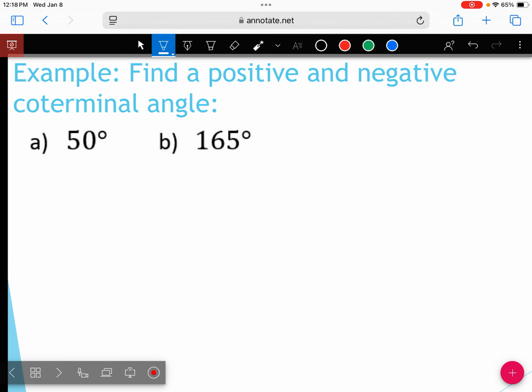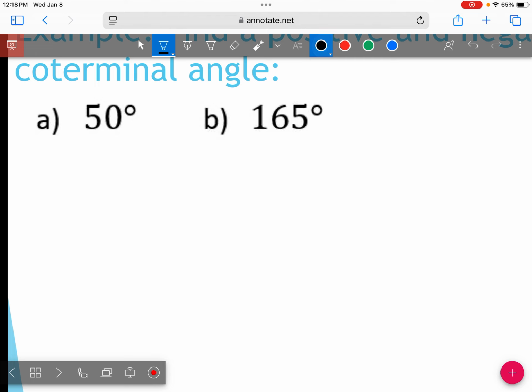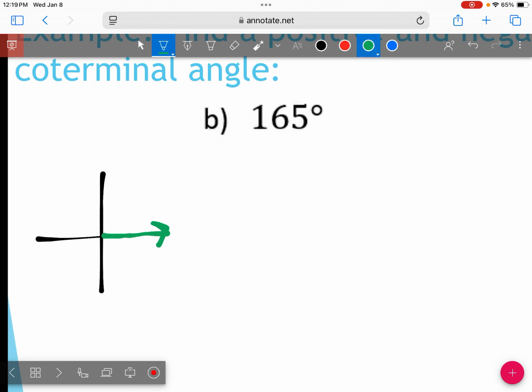We'll do this one together. All right, so let's look at B. First thing we're going to do is graph it. So 165. So this is my initial side. Where is 165 going to fall? Which quadrant is 165? It's in 2. So this would be my 165-degree angle.